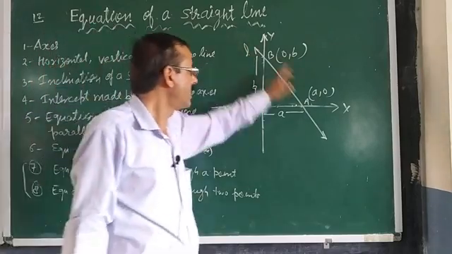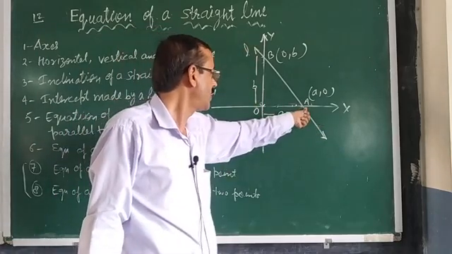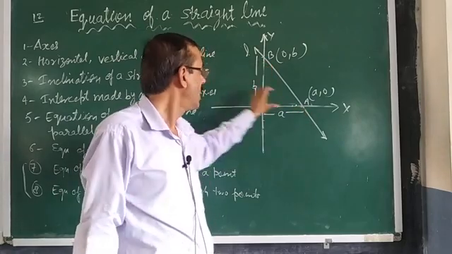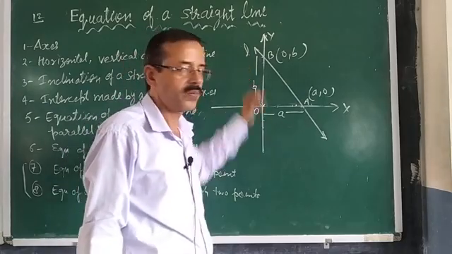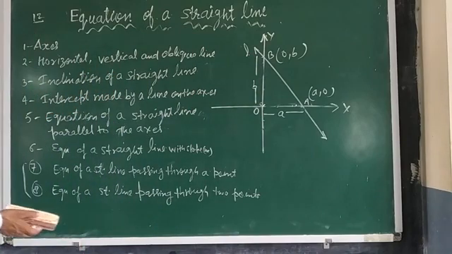यह लाइन x को और y को कट कर रहा है. These are called, at which point? A and B. So OA is called the x-intercept and OB is called the y-intercept. So A is the x-intercept and B is the y-intercept. Right? Clear?